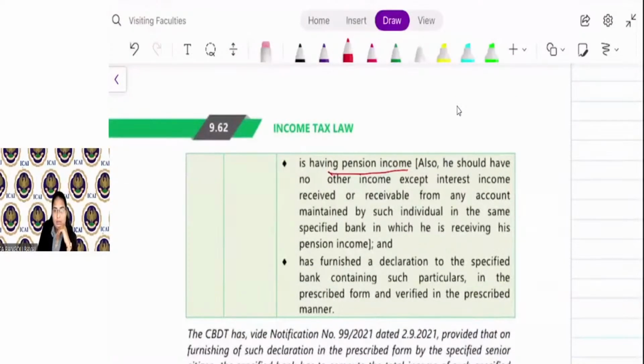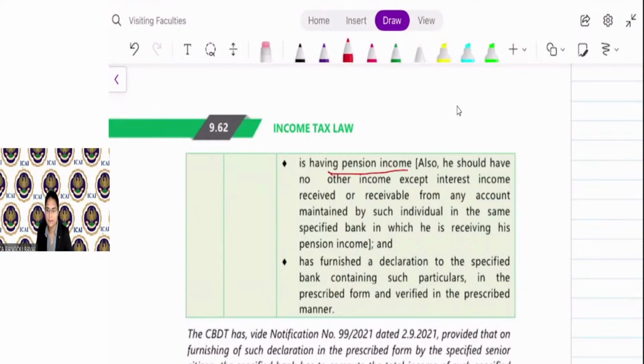Also, he should have no other income except interest income received or receivable from any account maintained by such individual in the same specified bank in which he is receiving his pension income, and has furnished a declaration to the specified bank containing such particulars in such prescribed form and verified in the prescribed manner.